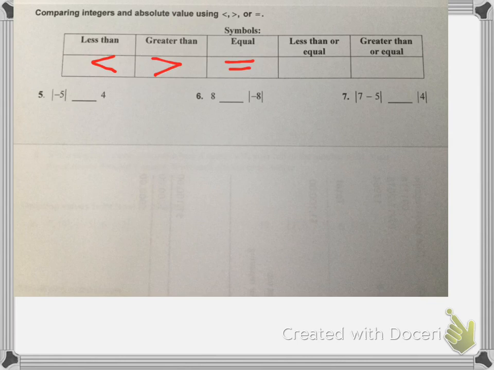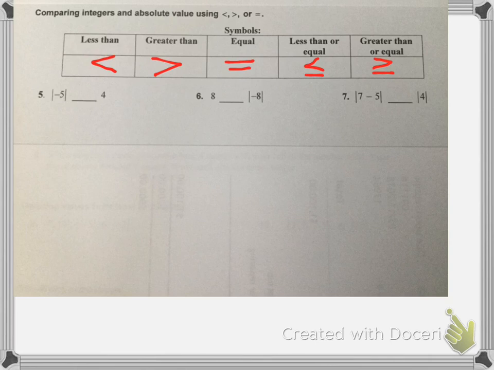It's the equal sign. The less than or equal to is the less than symbol with one little line underneath, and the greater than or equal to would be the greater than symbol with the line underneath. Okay, that's greater than or equal to. It is extremely important that you know these symbols. You need to know which one is the less than, which one is the greater than, which one is the equal to, less than or equal to, and greater than or equal to.